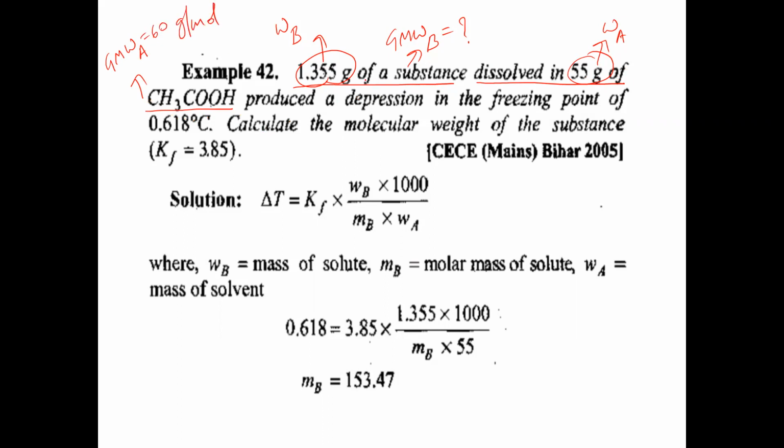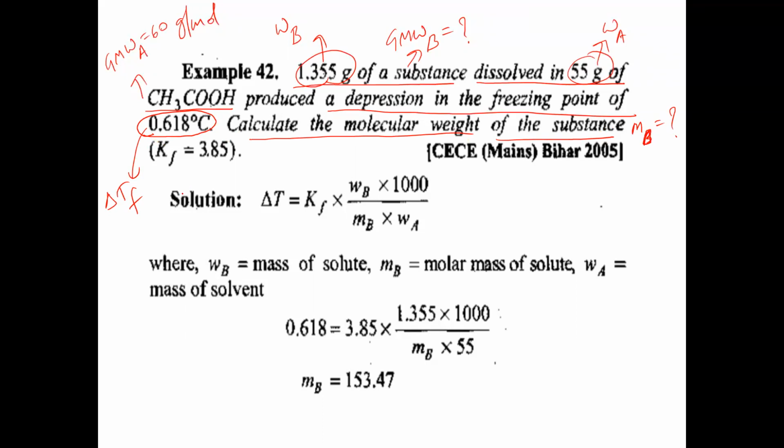Okay. The substance dissolved in acetic acid has produced a depression in the freezing point of 0.618 degrees Celsius. So this value should be called what now? Delta TF. Delta TF is the depression in the freezing point. So this much freezing point is depressed. Calculate the gram molecular weight of the substance. The solute gram molecular weight we need to calculate.